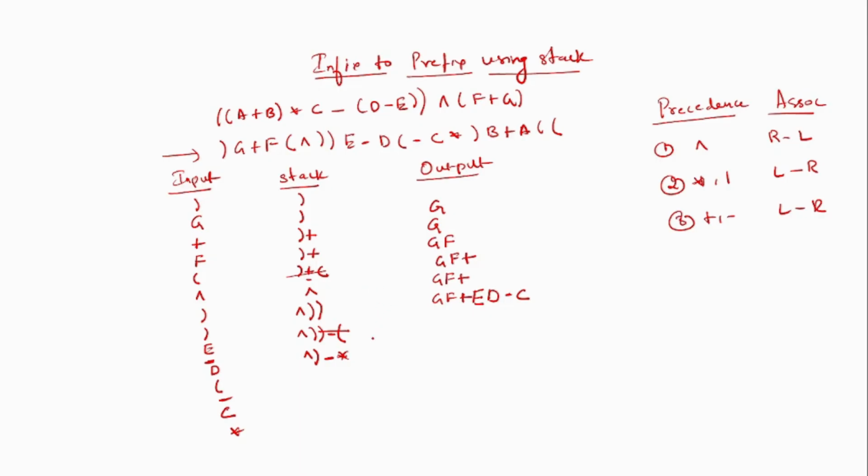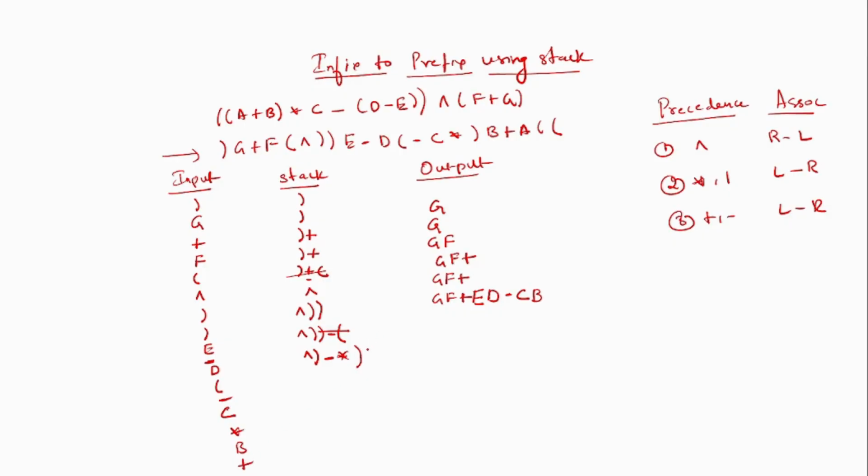Now comes after star, now comes the closing parenthesis, right? So now I don't pop anything out of the stack, I let it remain like this, correct? And then comes B, I just write B here. Then comes plus, right?